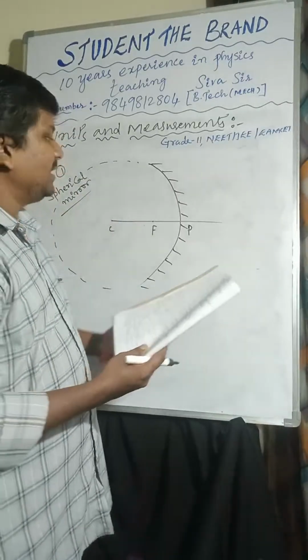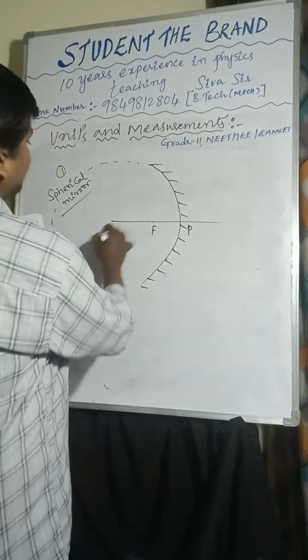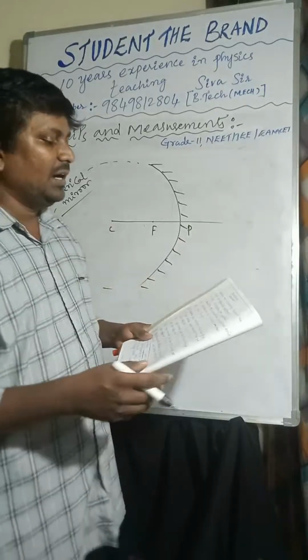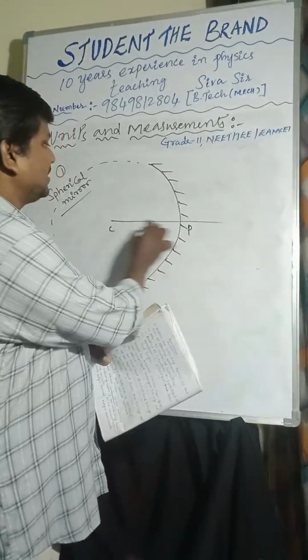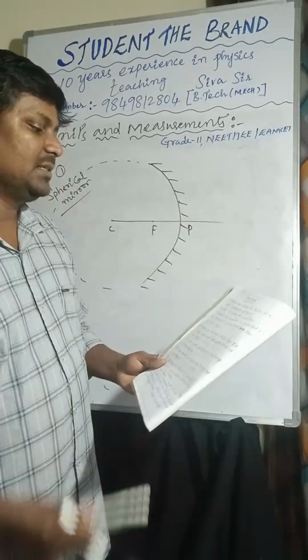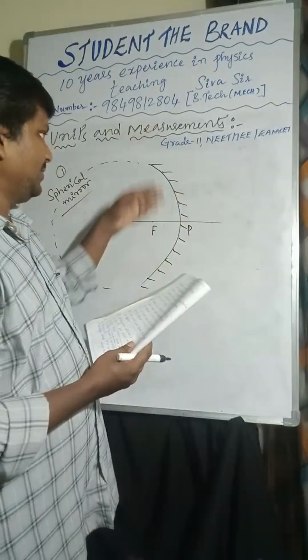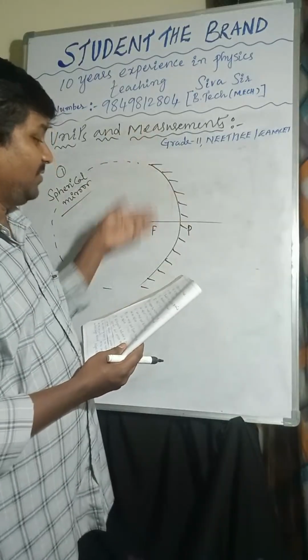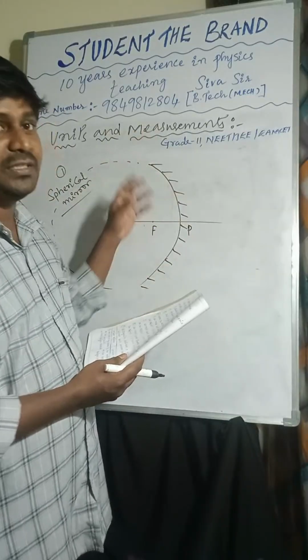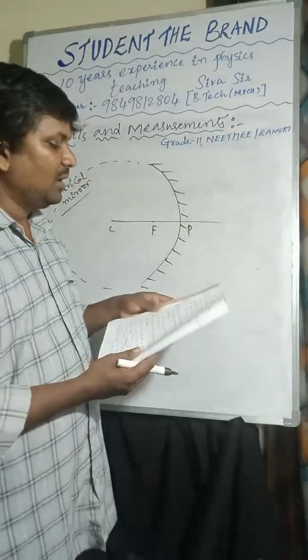And the next one, radius of curvature. The distance between the center of curvature and the pole is called the radius of curvature. The principal axis: the line joining the center of curvature and the pole is called the principal axis. The aperture: the diameter or width of the reflecting surface is called the aperture.